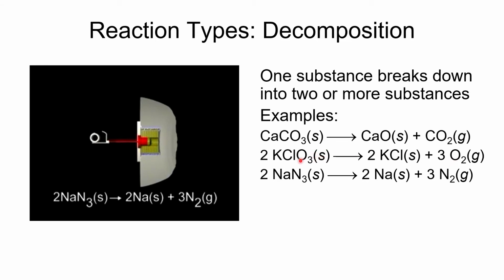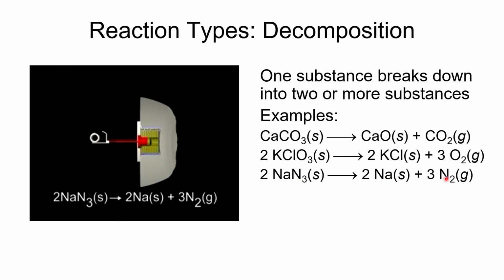We used to do the potassium chlorate reaction in lab, but it turns out it was just a little too dangerous, so we've stopped doing that one because the risk of injury was a bit too high. Here's another one. This one also is not something we would do in the lab because it decomposes explosively. Very exciting. And that is sodium azide. If you heat up sodium azide, you'll get sodium metal plus nitrogen gas.